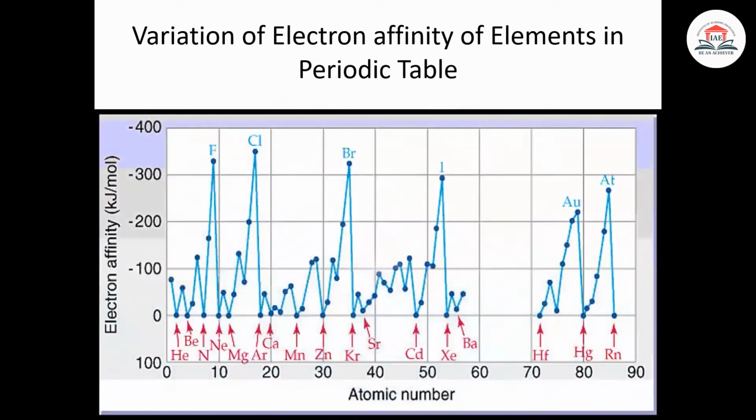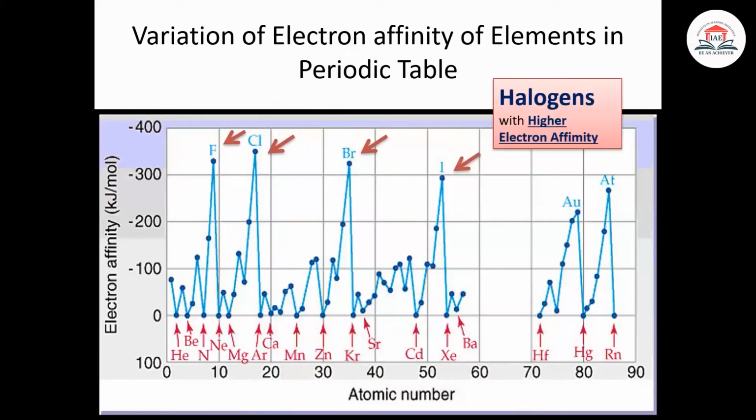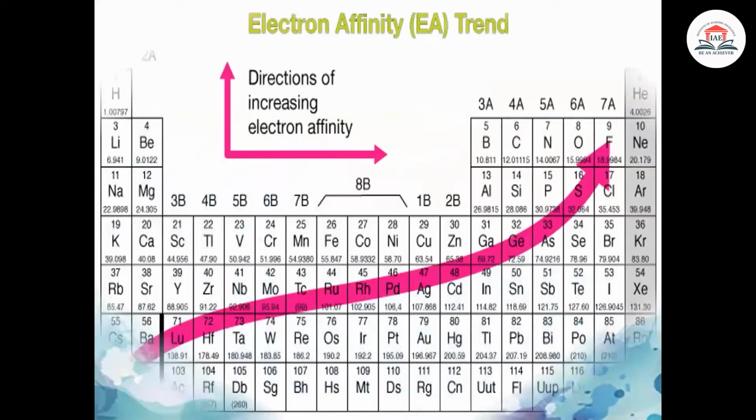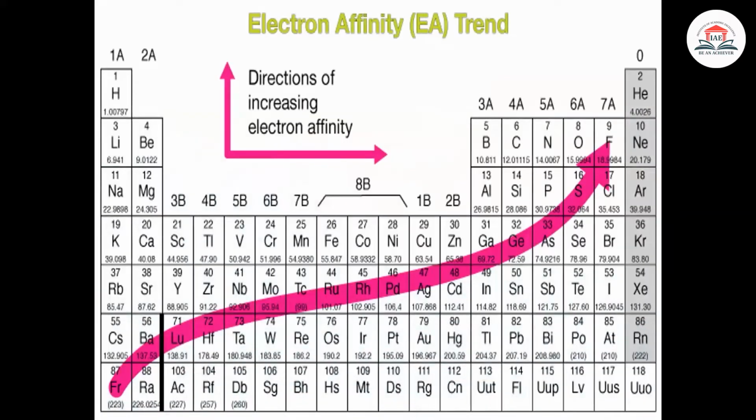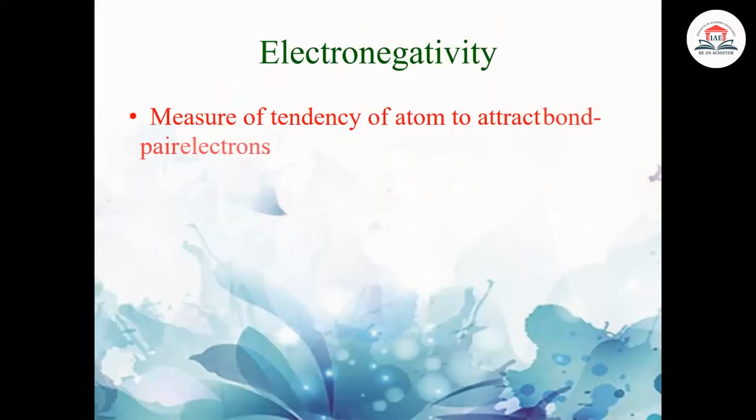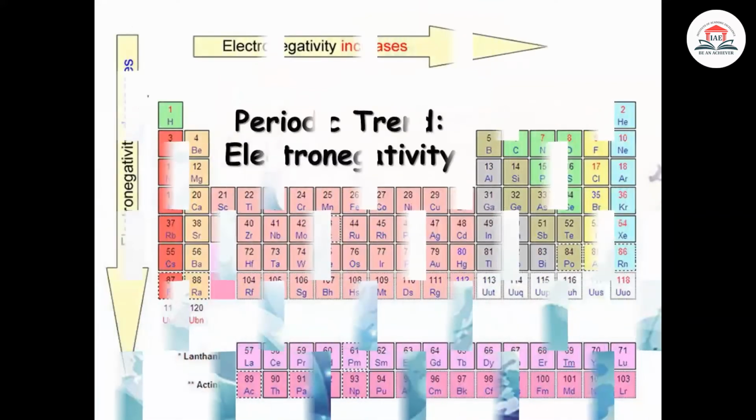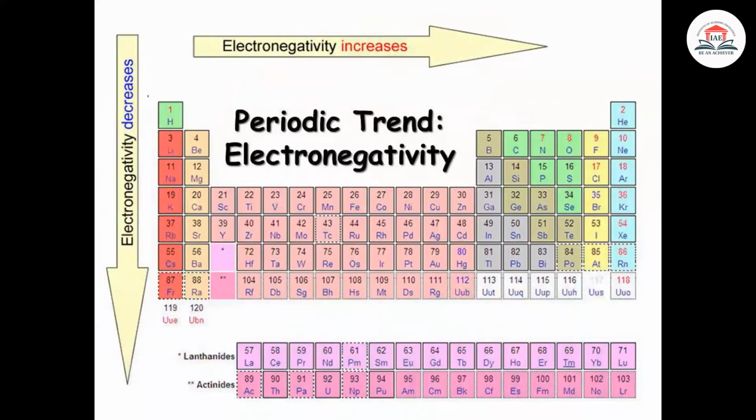So this is the trend of variation of electron affinity in the periodic table. We can see that halogens have higher electron affinity. This is the direction of increasing electron affinity: from the bottom left corner to the top right corner, the electron affinity increases. I'll discuss this part, then I'll get to the last question. And then we have electronegativity. It is the measure of the tendency of an atom to attract the bond pair electrons. It increases from left to right in a period, and from top to bottom it decreases.